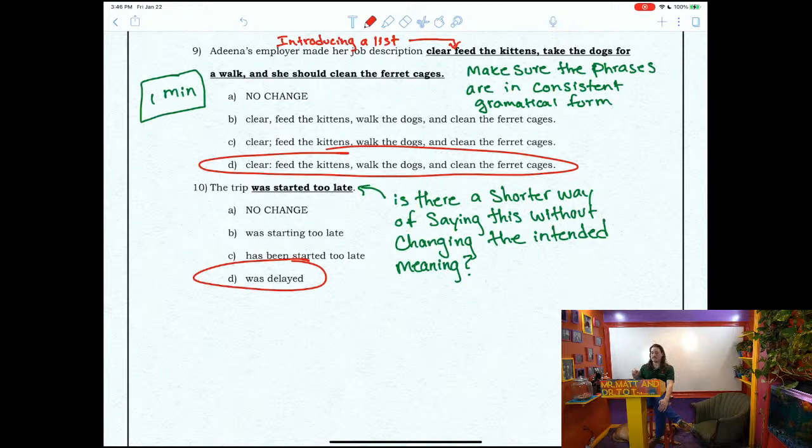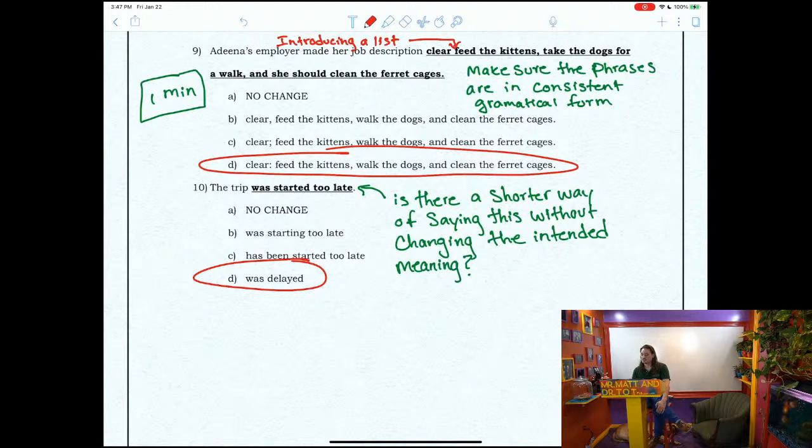Even though that makes the last phrase not exactly parallel, it's necessary in order to not change the intended meaning of the sentence. So you wouldn't cut out the adjective ferret just because it's keeping it from being exactly the same as the other items in the list. Here you bend the rule a little bit, but everything else is very parallel. It's not exact, but it's necessary, because otherwise, if you didn't say ferret cages, it would imply all the cages, and that's not the correct information that the statement is intending to express.